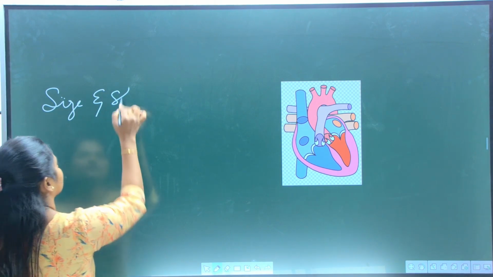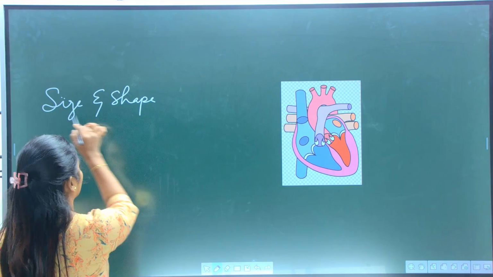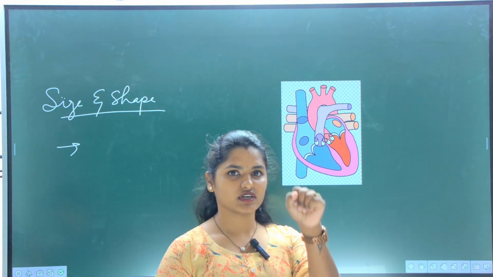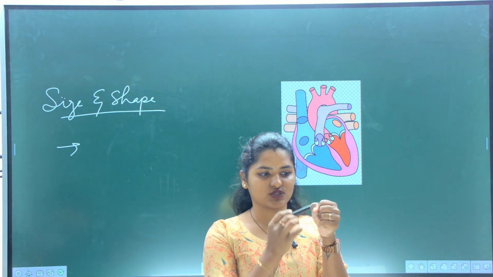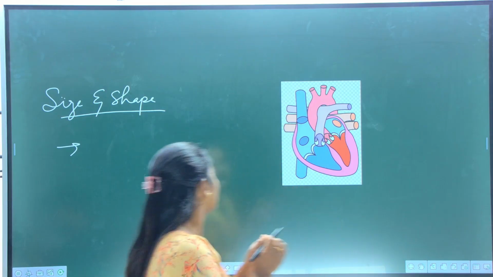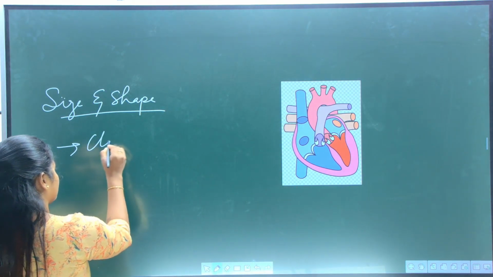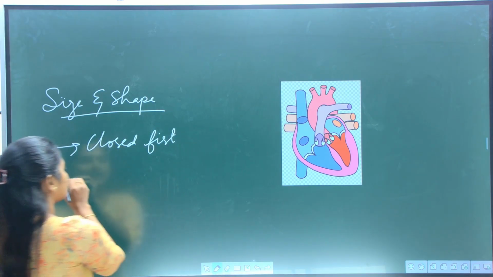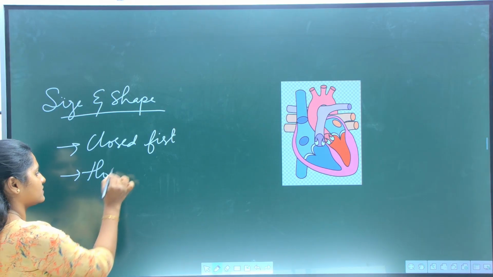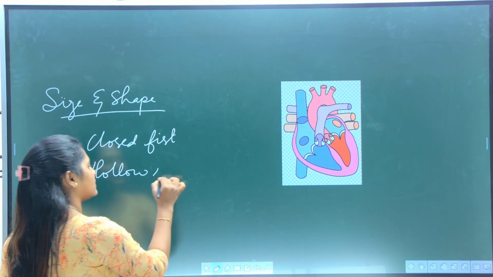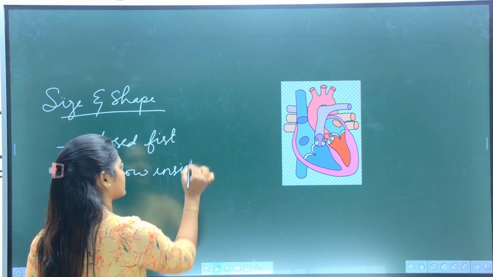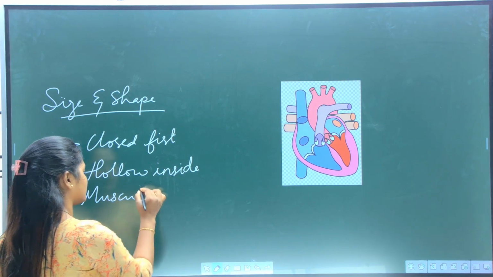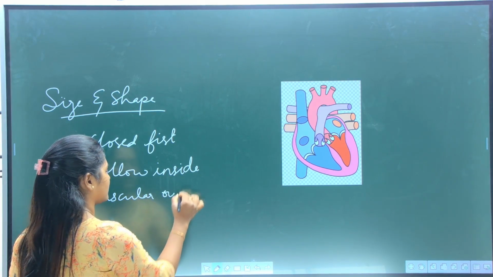Size and shape of the heart. Coming to size, the heart size is your closed fist. So this is your heart size. It is hollow inside and muscular outside.